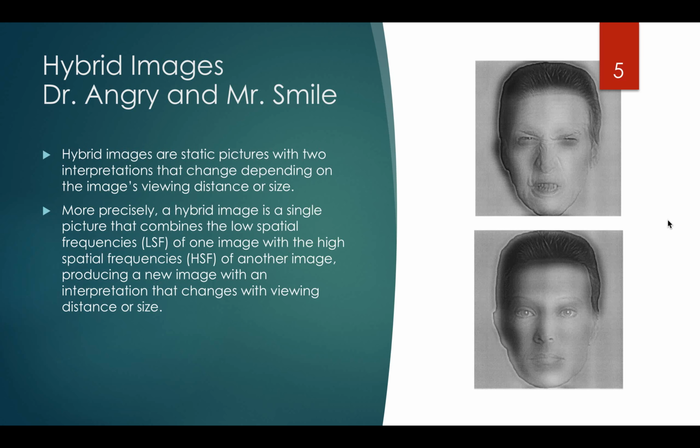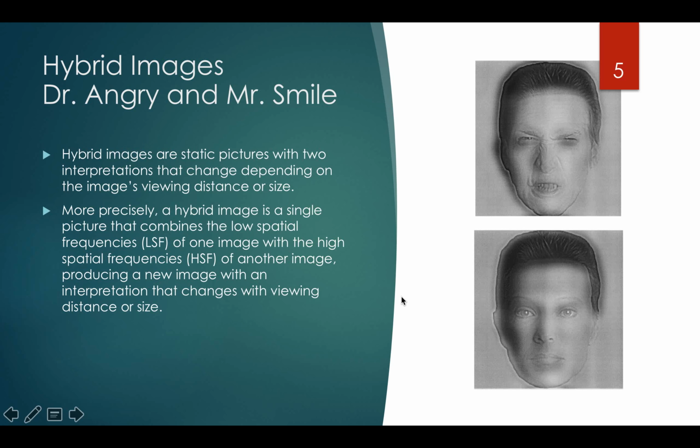So, what is a hybrid image? Hybrid images are static pictures with two interpretations that change depending on the image's viewing distance or size. The phenomenon of hybrid images arises from the multi-scale processing of images in the human visual system. More precisely, a hybrid image is a single picture that combines the low spatial frequencies of one image with the high spatial frequencies of another image, producing a new image with an interpretation that changes with viewing distance or size.